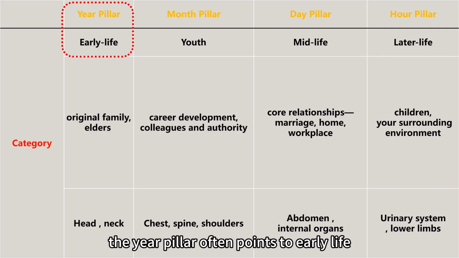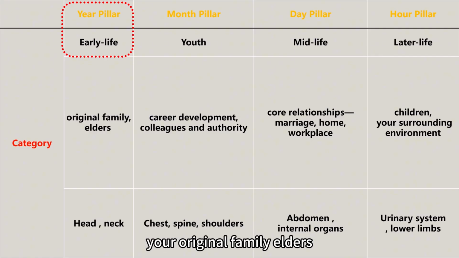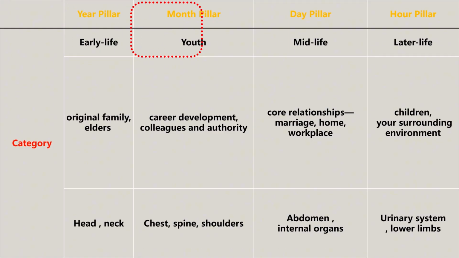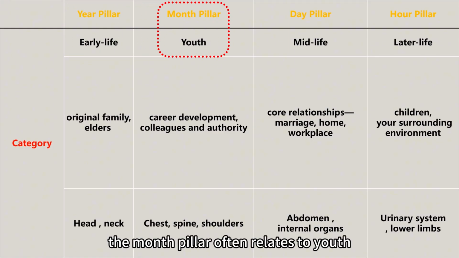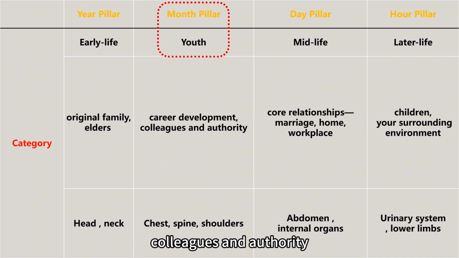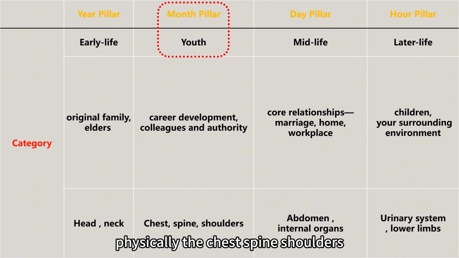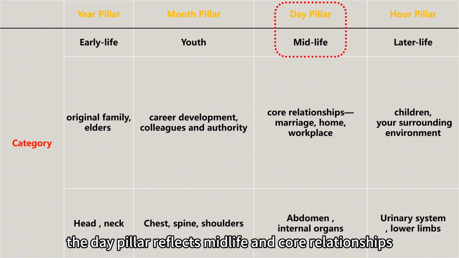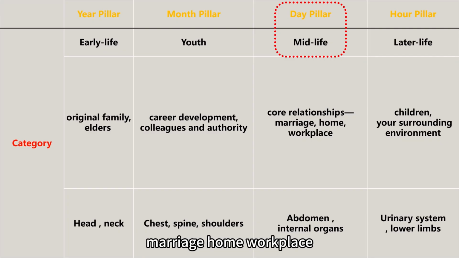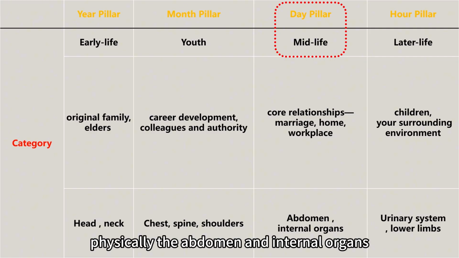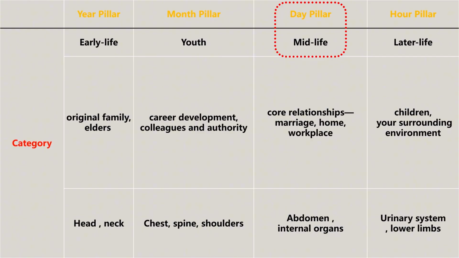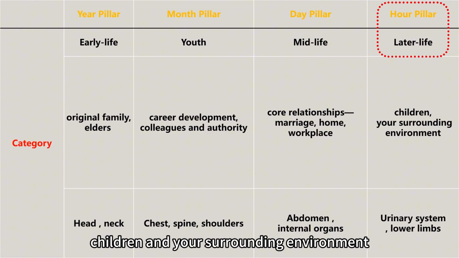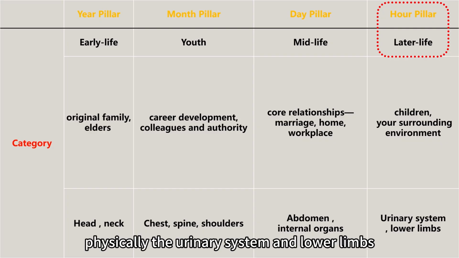The year pillar often points to early life, your original family, elders. Physically, it can correspond to the head and neck. The month pillar often relates to youth and career development, colleagues and authority. Physically, the chest, spine, shoulders. The day pillar reflects midlife and core relationships, marriage, home, workplace. Physically, the abdomen and internal organs. And the hour pillar points to later life, children, and your surrounding environment. Physically, the urinary system and lower limbs.